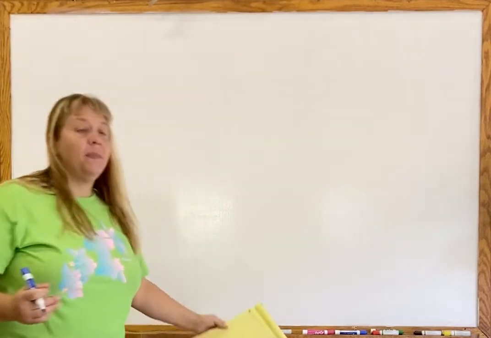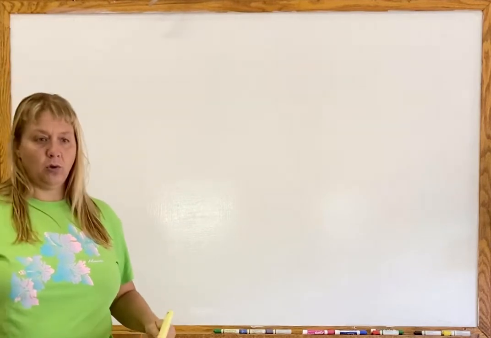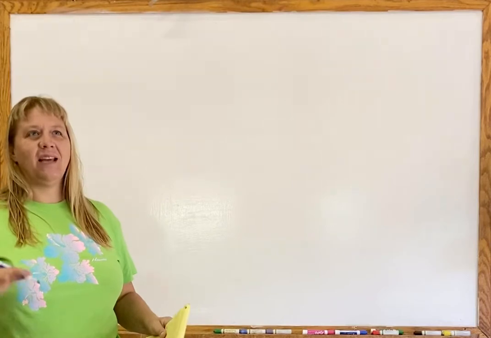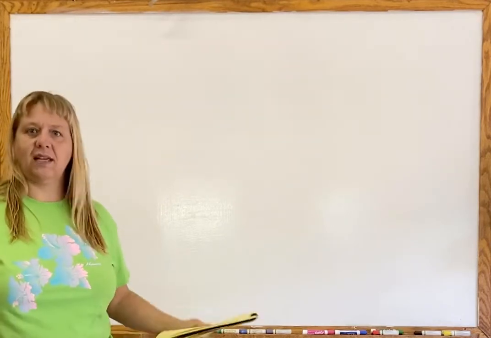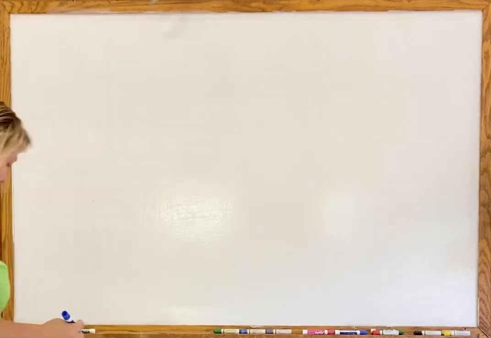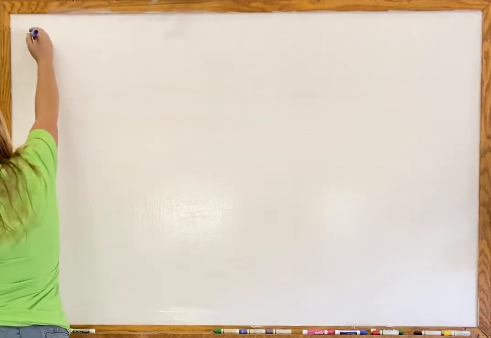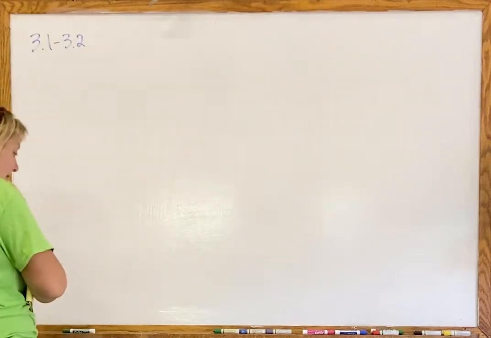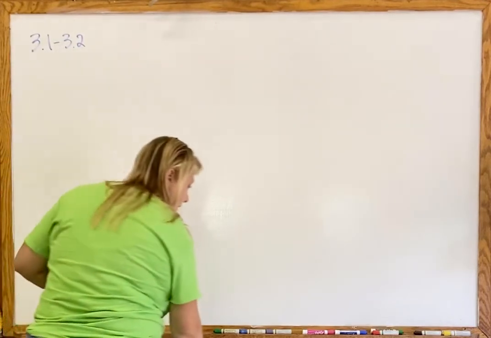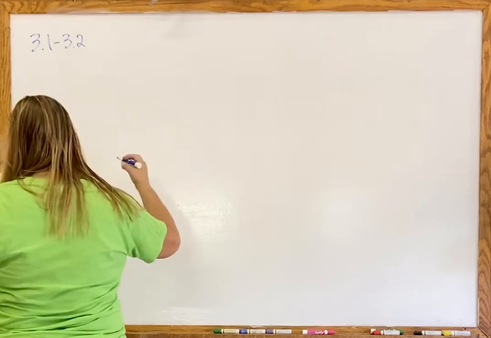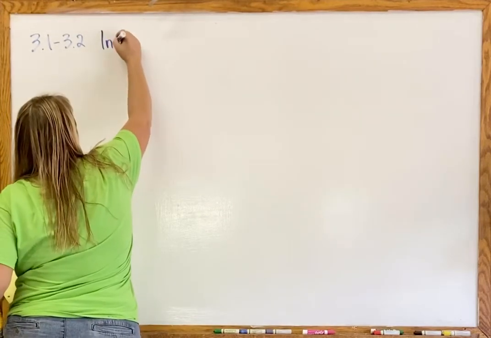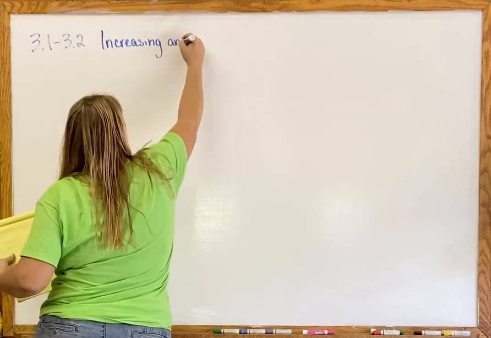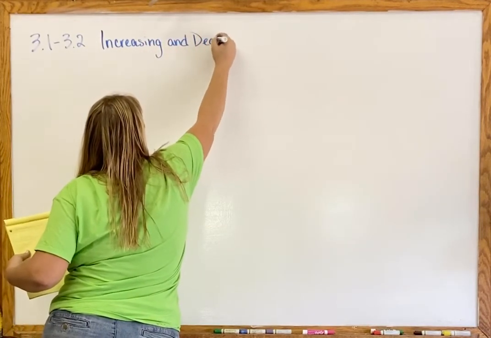Now, 3.1 and 3.2, they have them split as separate sections, but I don't really like the flow that they use, so I'm going to do this together. So 3.1 and 3.2 together, okay? 3.1 slash 3.2. I don't like that pen. And what we're looking at is increasing and decreasing.